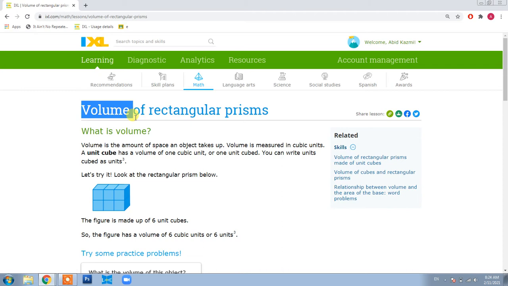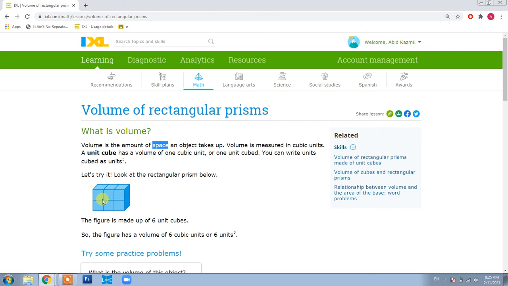First of all, you should know what volume is. So let's look at the definition, which is very short and very precise. Volume is the amount of space an object takes up. This is a very simple definition. For example, if you have any three-dimensional prism like this, you just need to mention how much space this object is taking up and how much space it is occupying. So this is the volume.